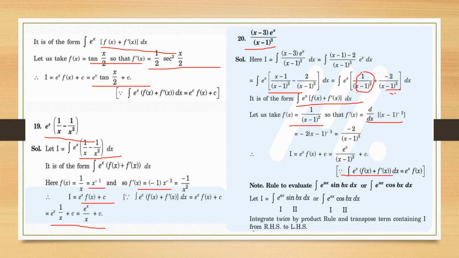And using this formula, please mention the formula whenever you are using it. The answer is e raised to power x f(x). Who is f(x) now? 1 upon (x minus 1) whole square plus c.